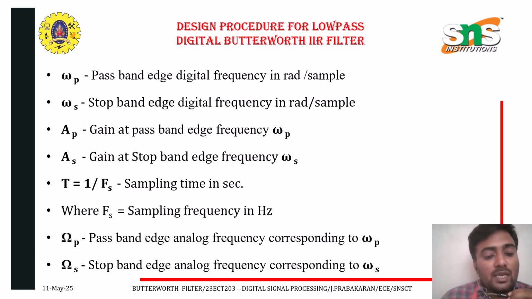and ap is the gain at passband frequency, which means attenuation at passband, and attenuation at stop band. Already you know the time period T equal to 1 divided by f, inversely proportional to the frequency, and also Fs is the sampling frequency. Omega p is the passband analog frequency, and omega s is the stop band analog frequency.